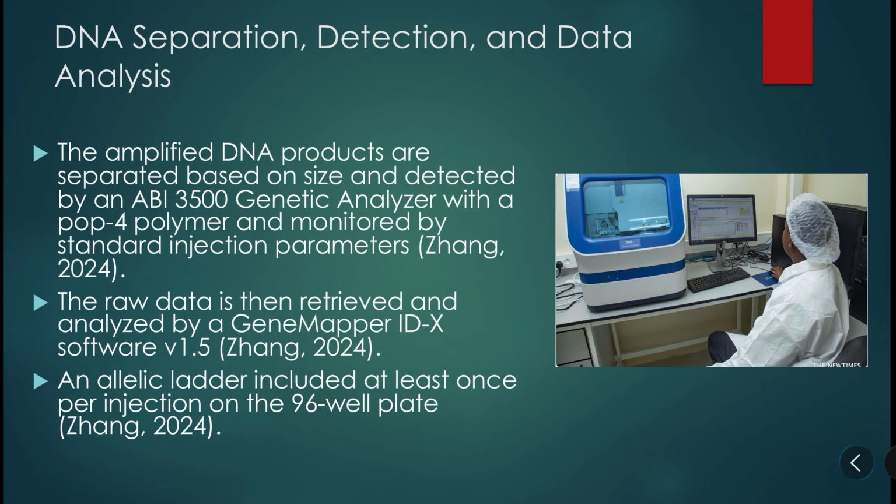DNA separation, detection, and data analysis. The amplified DNA products are separated based on size and detected by the ABI 3500 genetic analyzer with a POP4 polymer and monitored by standard injection parameters. The raw data is then retrieved and analyzed by GeneMapper IDX software v1.5. An allelic ladder was included at least once per injection on the 96 well plate.